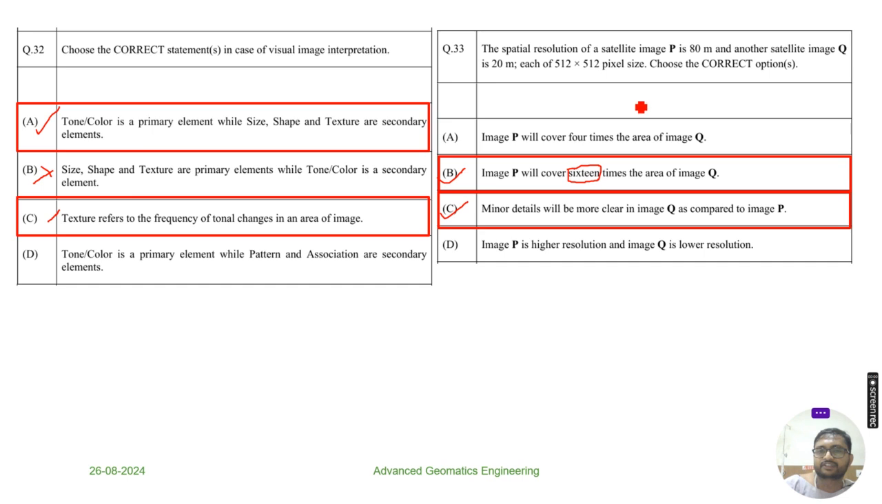Now, instead of this question, to trick you they will ask about the Landsat series of satellites, Landsat 8 or Landsat 9. In that, satellite image P is from the visible spectrum, or reflected energy, and image Q is from thermal remote sensing. So find out the correct option.